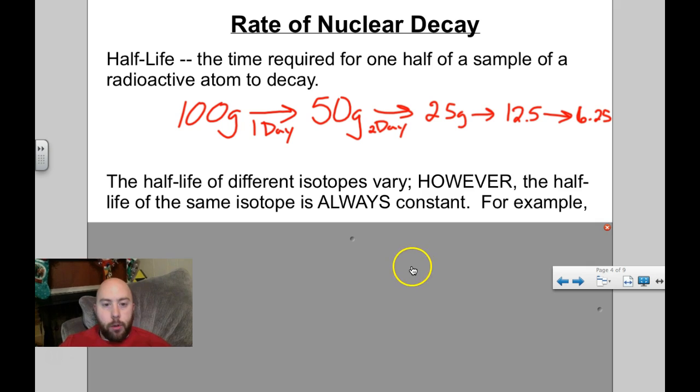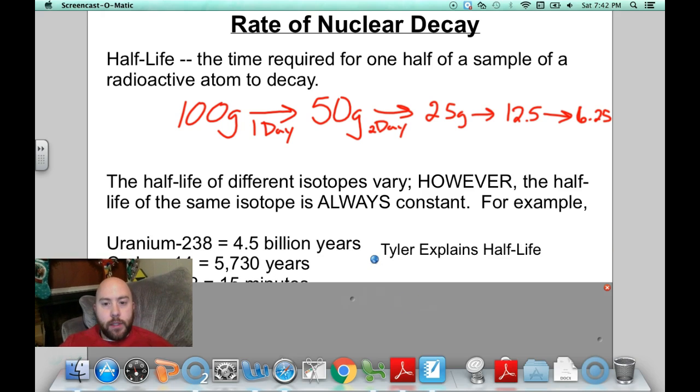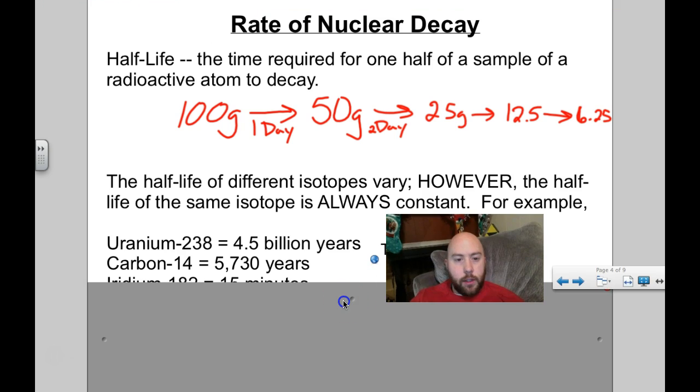So, for example, since I said carbon-14, let me move this to the side. We're not going to watch the Tyler video.